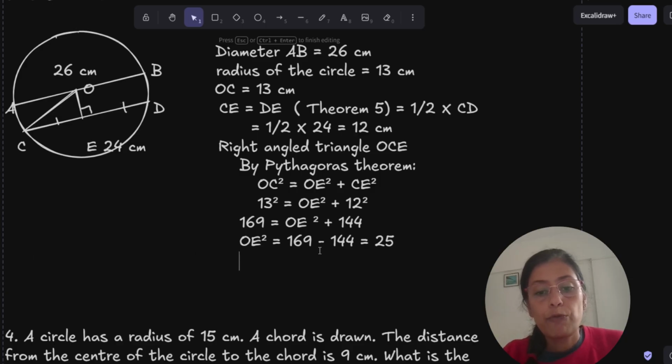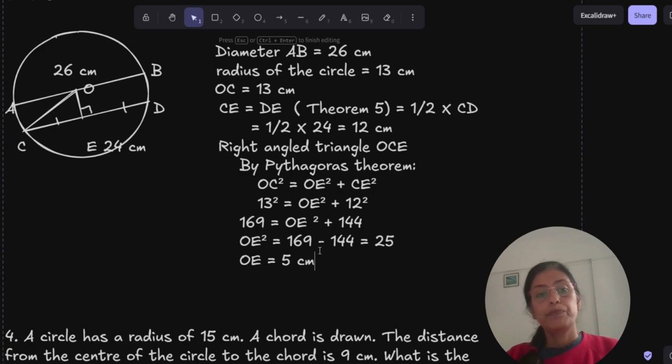25 is the square of which number? 5. So this is 5 centimeter. So the distance between the diameter and the chord is 5 centimeter. So with this, we are done with the third question. Easy peasy.